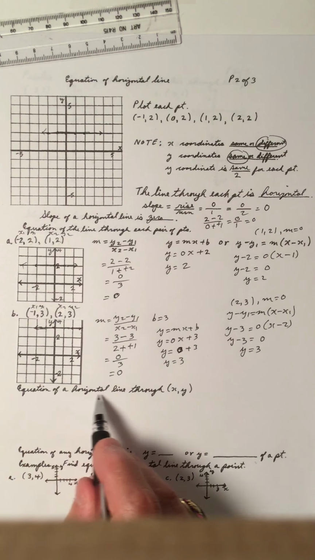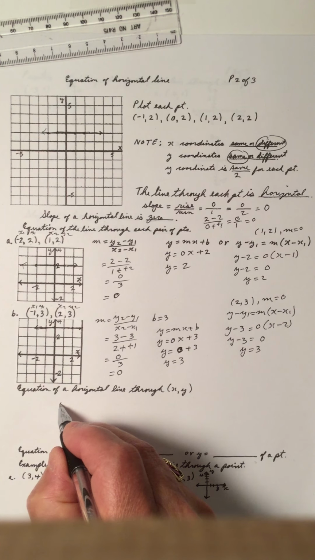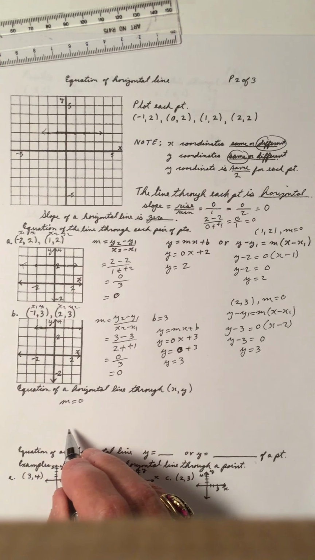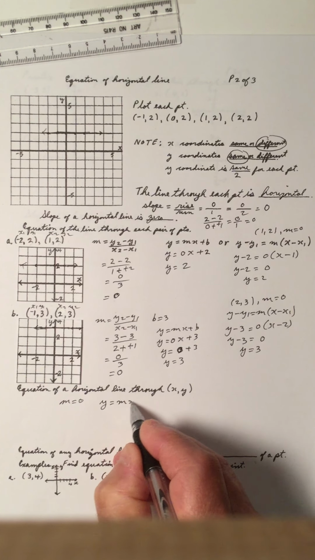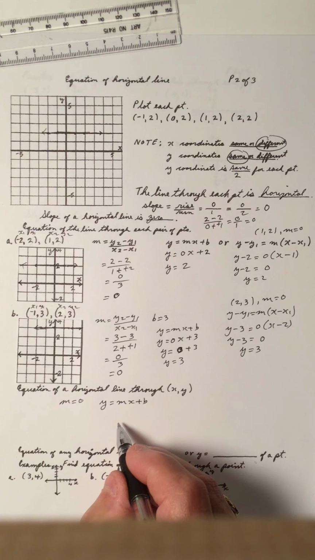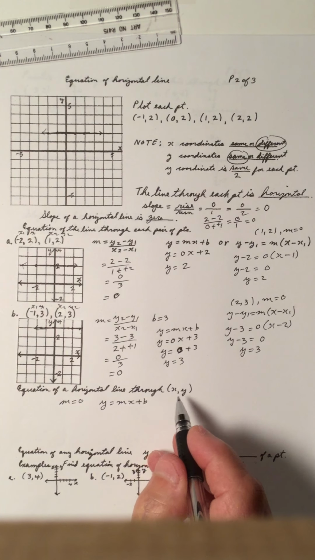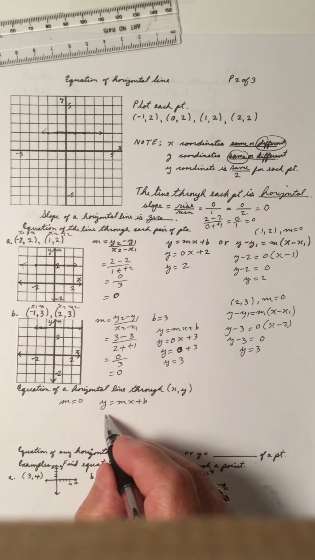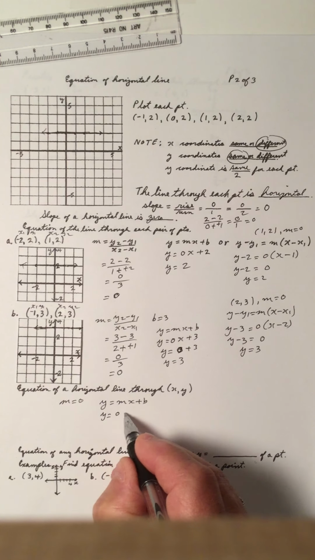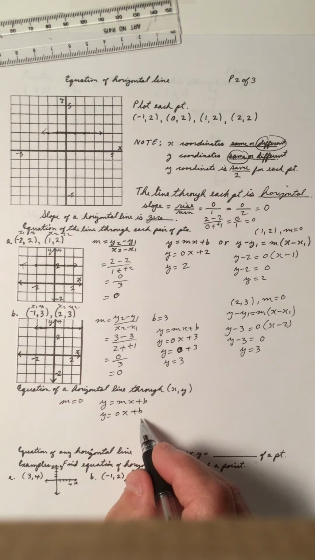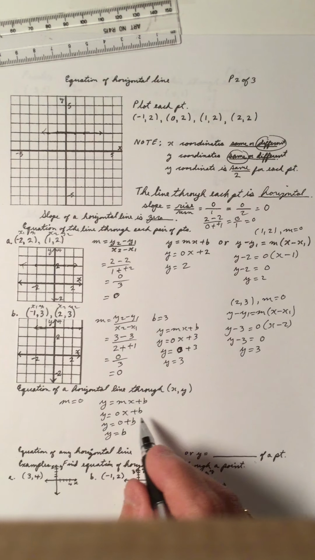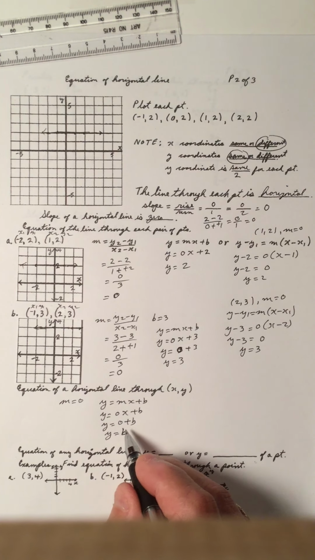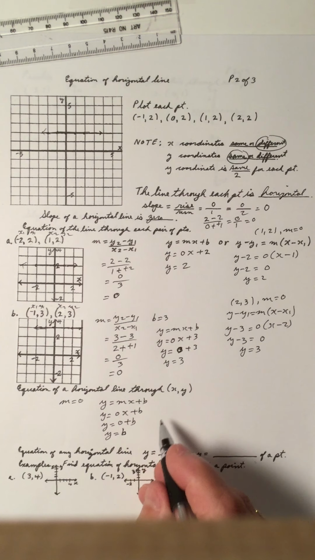So a horizontal line has a slope of 0. So if the slope is 0, y equals mx plus b becomes 0x plus b, and so y equals 0 plus b, so y equals b. So the equation is y equals b, where b is the y-intercept.